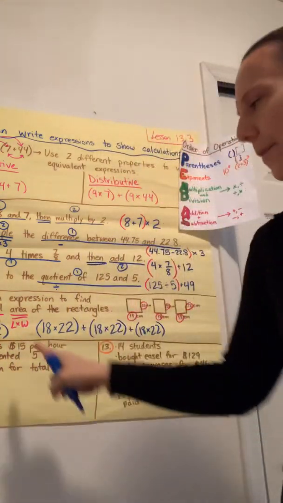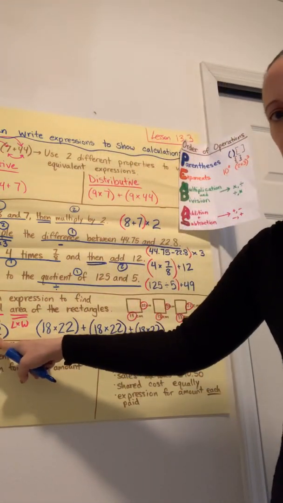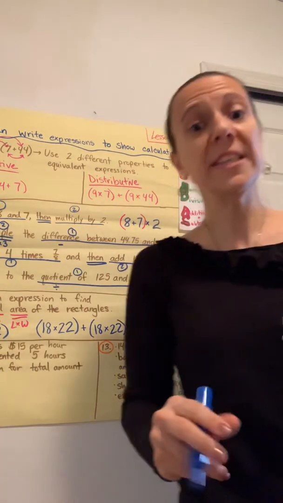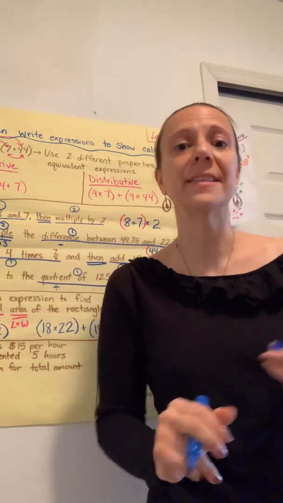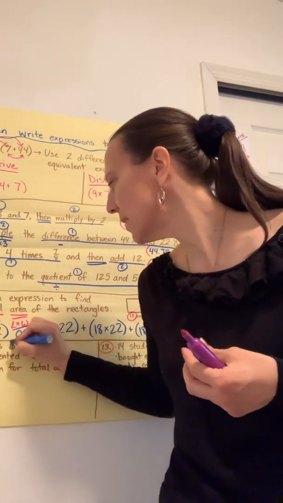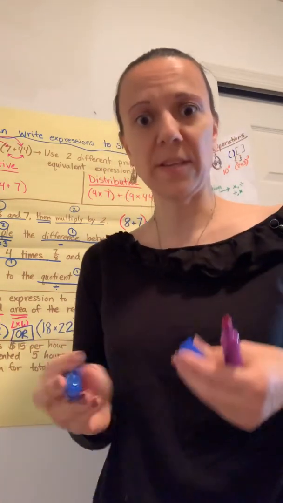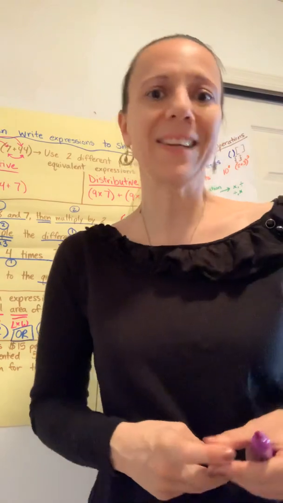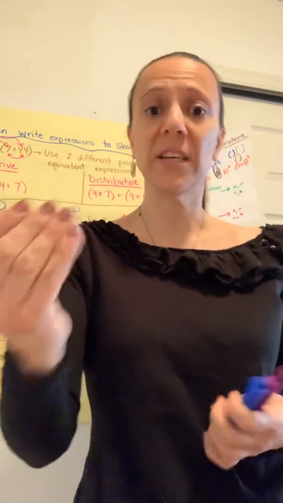I could do, okay, first step, find the area, 18 times 22, and then multiply it 3 times because there's 3 of them that are exactly the same. So either one of those is an acceptable expression for this. Notice I'm not putting equal signs on any of these because they're asking me for an expression.